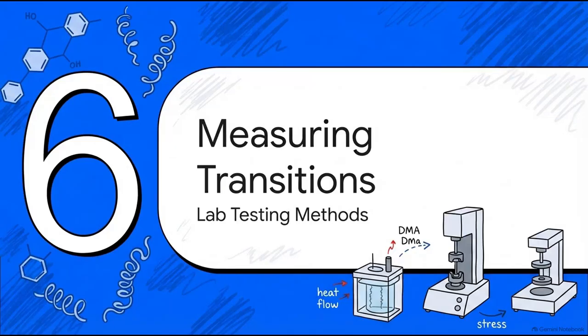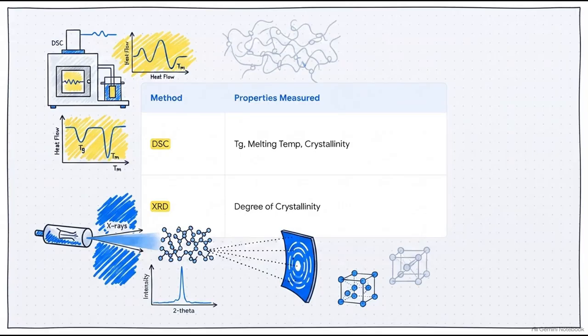And that brings us to our final module, Section 6, Measuring Polymer Transitions. Because at the end of the day, engineers need to know how to actually measure these properties in a lab. Make sure you keep these two methods straight for the quiz. It's a super common question.